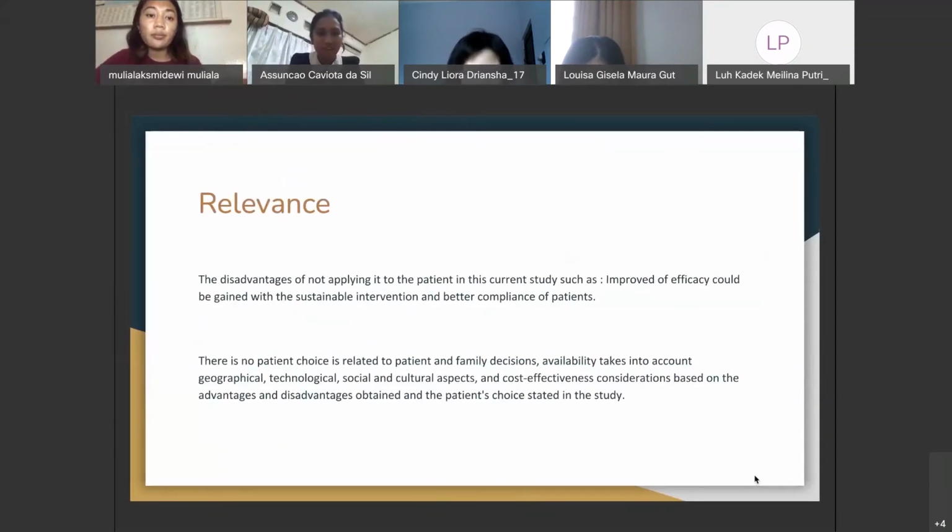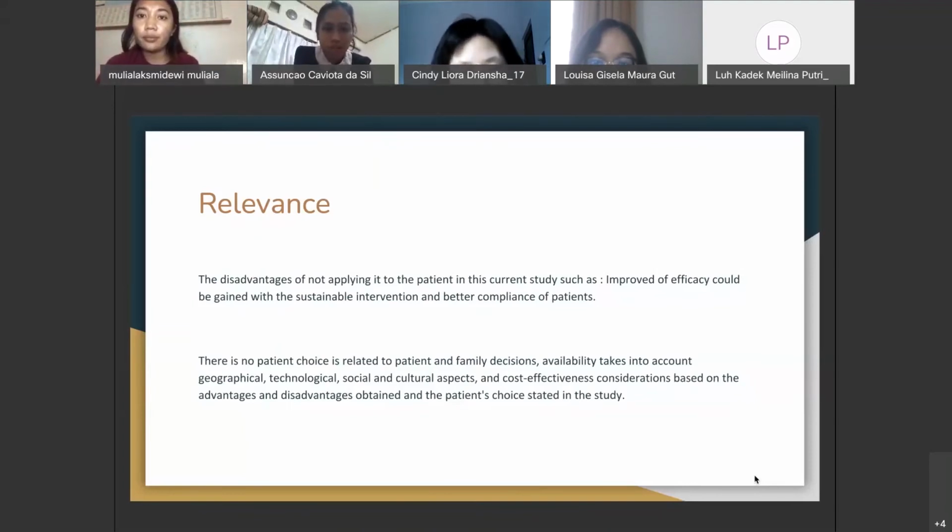Next. The disadvantages of not applying it to the patient in this current study are, for example, that improved efficacy could be garnered with sustainable intervention and better compliance of the patient. Patient choice is related to the patient or the family decision. Availability takes into account geographical, technological, social, and cultural aspects, and cost effectiveness consideration, based on the advantages and disadvantages obtained and the patient choice stated in the study.